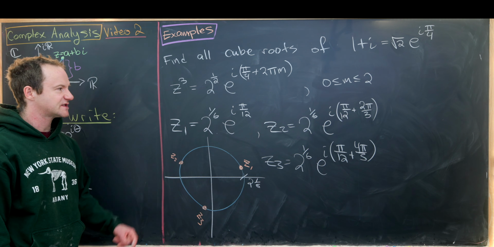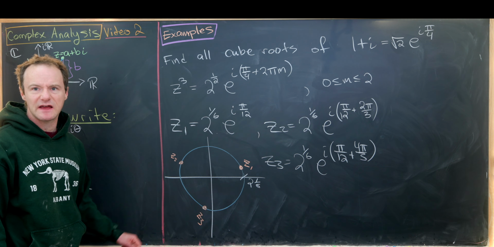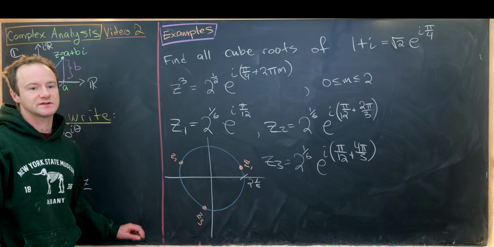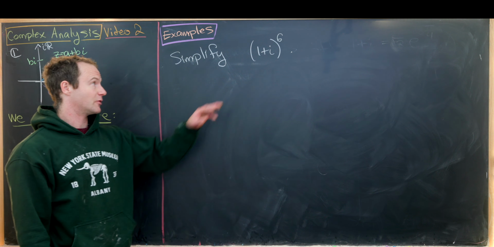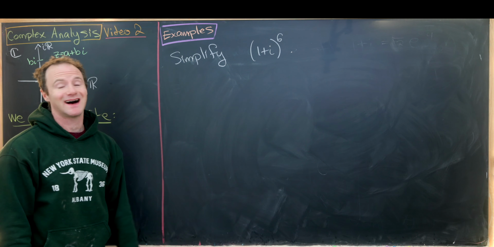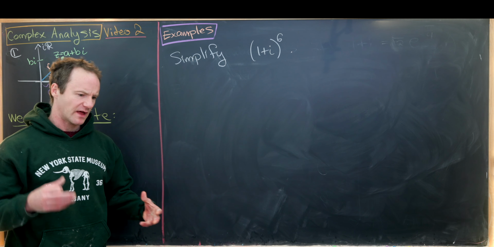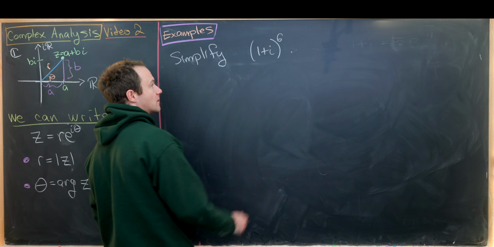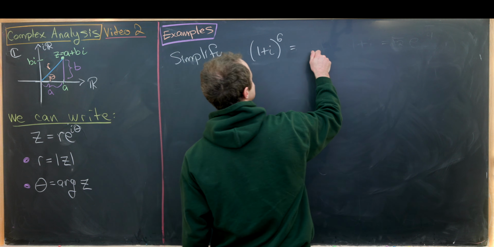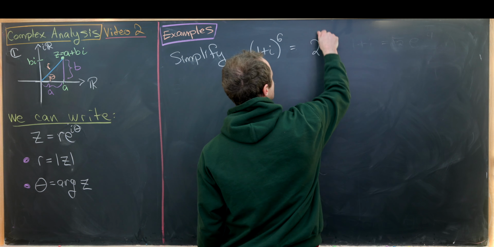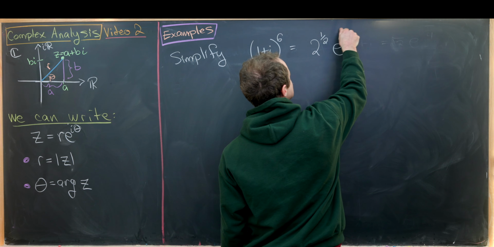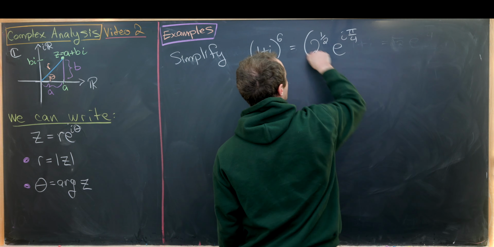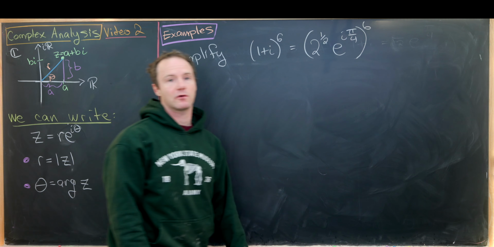Okay, so let's finish this off with some assorted examples, and then we'll end with some warm-up exercises. So for our first assorted example, we're going to simplify 1 plus i to the 6th without multiplying it out using the binomial expansion. We'll use the polar form. So let's notice that this is the same thing as the square root of 2, which is 2 to the half, e to the i pi over 4, to the 6th power.